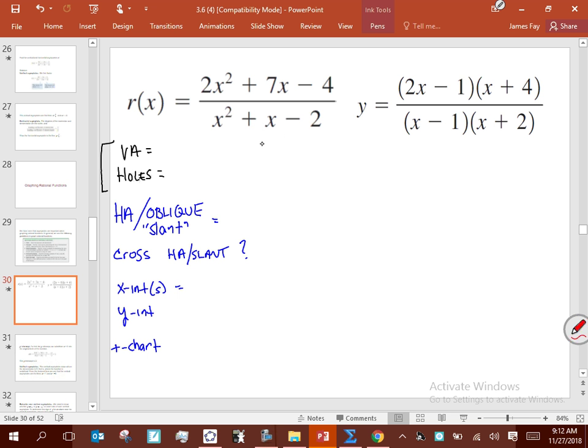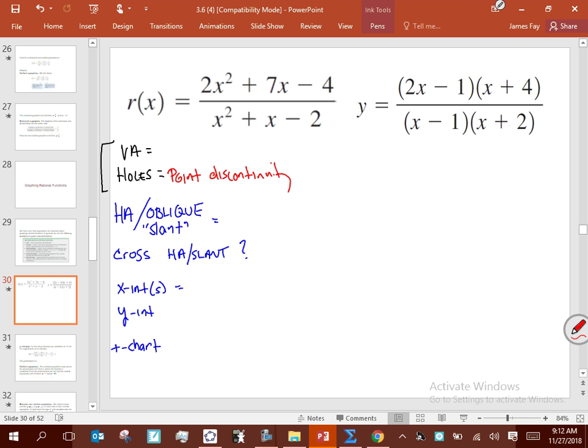A word that you might see for holes is point discontinuity. Okay. Remember what continuous meant, right? Continuous meant that I could trace the graph with my finger without lifting it, right? Now we're not going to be able to do that with any rational function because of the asymptotes. So you've got to lift your finger over the asymptotes.